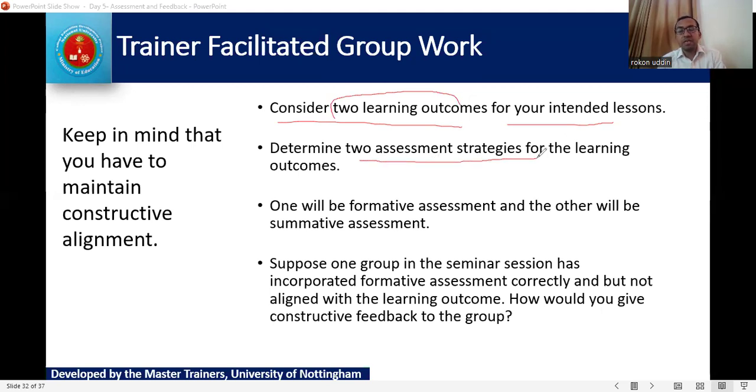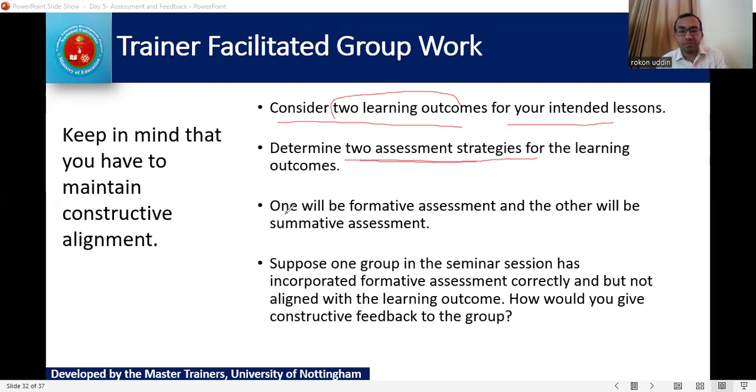So consider two learning outcomes, and for those two learning outcomes write two assessment strategies. Just look here. Yesterday you wrote two active learning activities for two learning outcomes. Today you will write two assessment strategies for the learning outcomes. So your two assessment strategies must align with your learning outcomes.